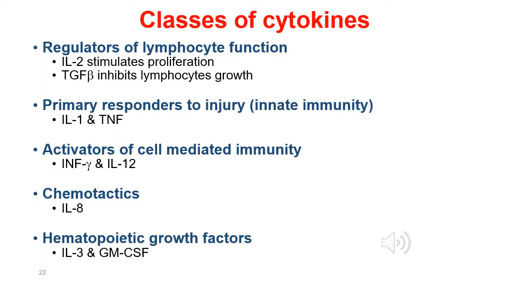The main classes of cytokines include regulators of lymphocyte function, which are interleukin 2, which stimulates proliferation, and transforming growth factor beta, which inhibits lymphocyte growth. The other group are primary responders to injury, which we call innate immunity, including interleukin 1 and tumor necrosis factor. Then activators of cell-mediated immunity, including interferon gamma and interleukin 12, chemotactics, which are interleukin 8, and the hematopoietic growth factors, including interleukin 3 and GM-CSF.